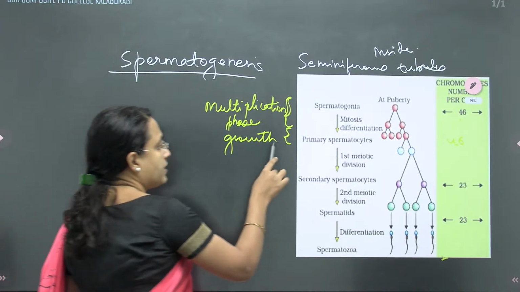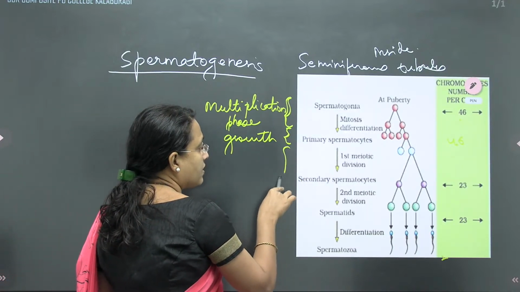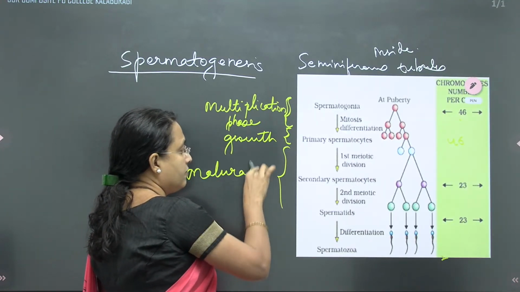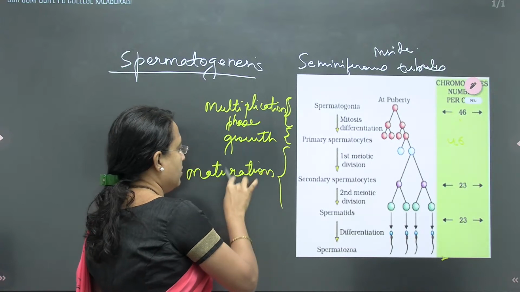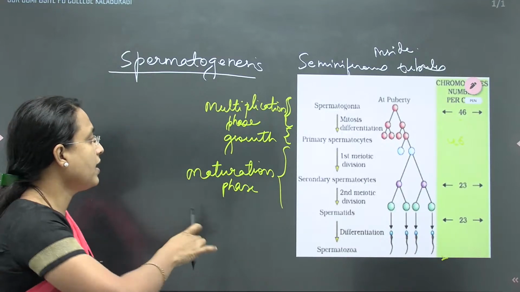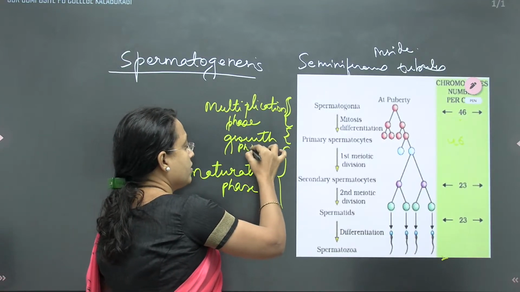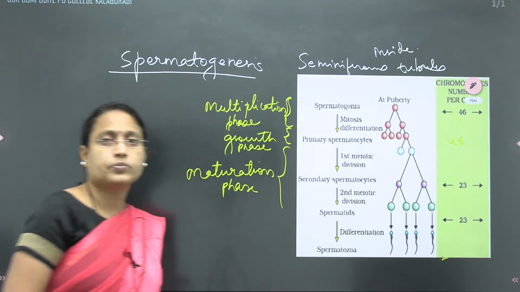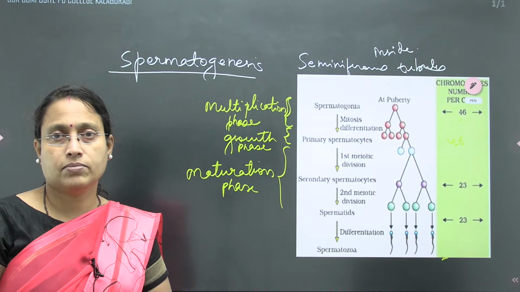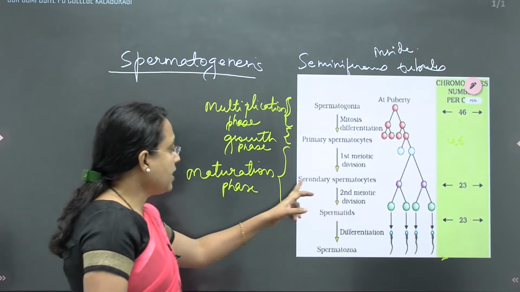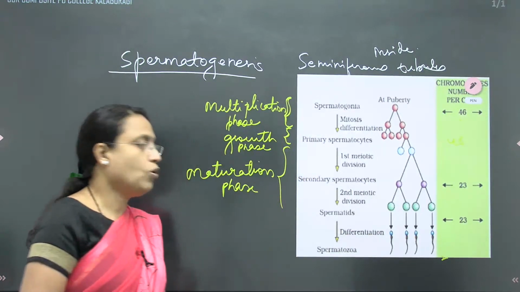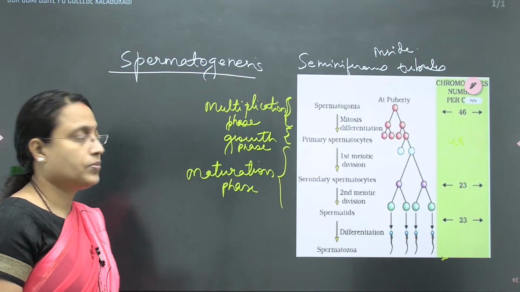Next, because meiosis is occurring, the maturation phase is going to start. This is the growth phase, multiplication phase, growth phase, and maturation phase. First meiosis and second meiosis. Now, the secondary spermatocyte will undergo the second meiotic division to form spermatids.